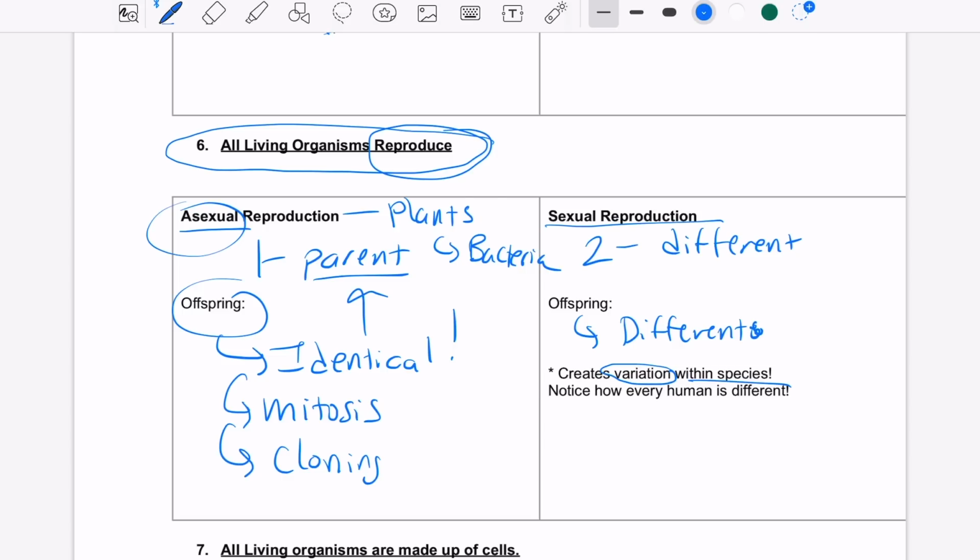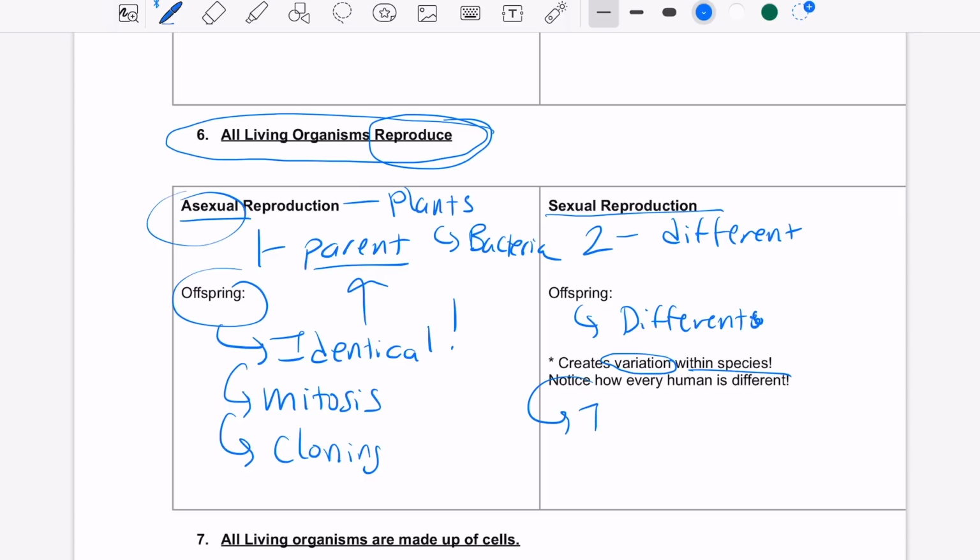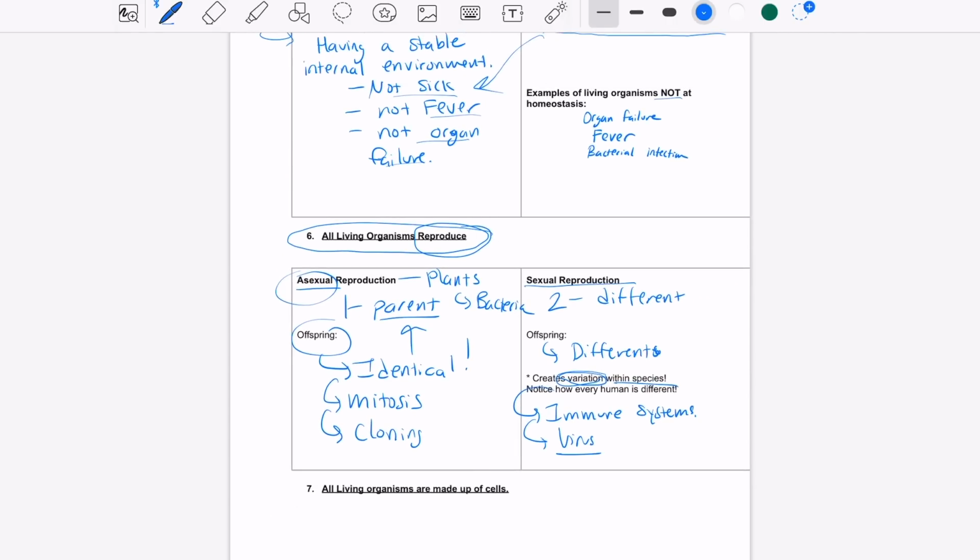But besides the way we look, another example of variation is our immune systems. Our immune systems are different. Some of us have strong immune systems. Some of us have weak immune systems. So when a new virus comes, not everyone is going to die from the virus. Some will die, some will live. This is good for evolutionary purposes, for survival of the fittest, that we'll talk about in a later lesson.